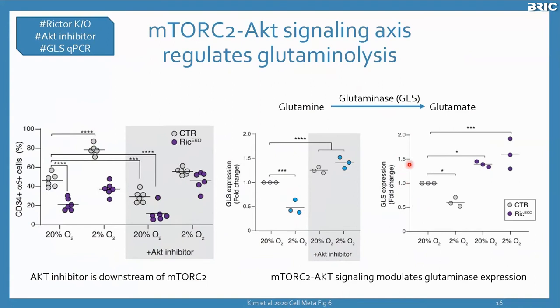Here, I looked at GLS expression again with the RICTOR knockout mice. And again, for control at 2% oxygen, where I saw a lot of hair follicle stem cells being produced, GLS expression was decreased. But in the case of RICTOR knockout cells, where progenitor cells were unable to convert into hair follicle stem cells, GLS expression was highly upregulated. So it seems like mTORC2 AKT signaling modulates glutaminase expression.